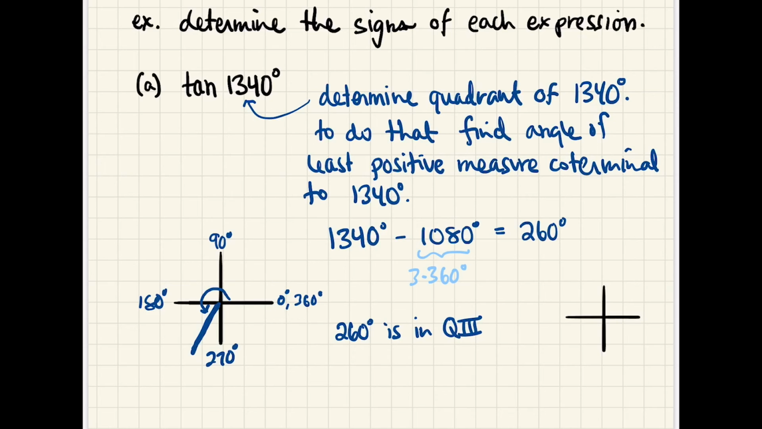And now to determine whether tangent of 260 degrees is positive or negative, we'll use this mnemonic here. All students take calculus. And in the third quadrant, we can see T for tangent is positive. So in fact, tangent of 260 is positive. And we actually can conclude that tangent of 1340 is positive, or greater than 0, which means positive.